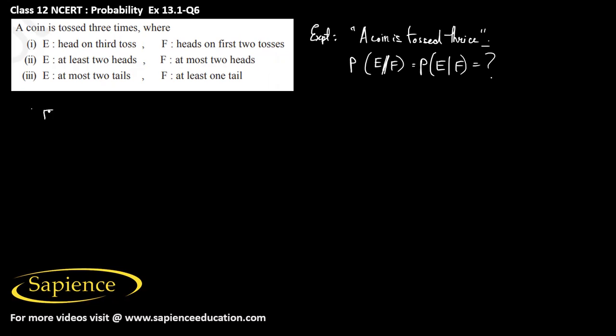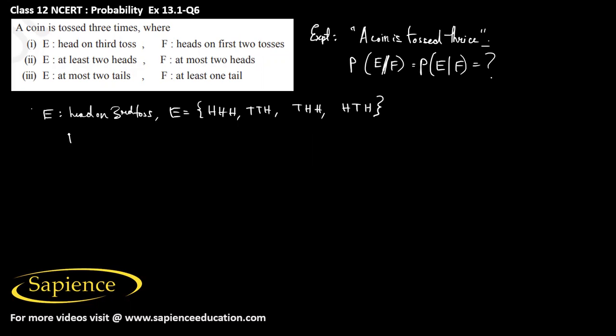So here the first event E is defined as head on the third toss. Therefore the event E is the set of the outcomes which are head, head, head I can take, and tail, tail, head I can take, or tail, head, head, and head, tail, head. So these are the 4 outcomes for the event E.